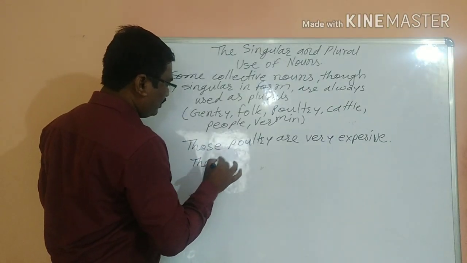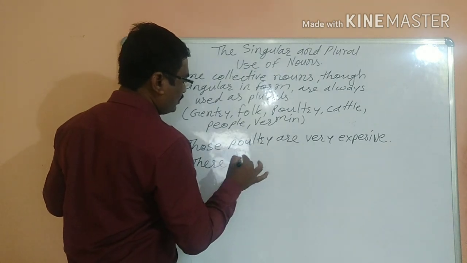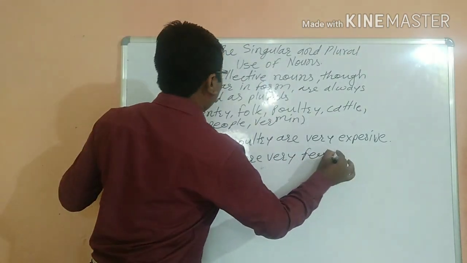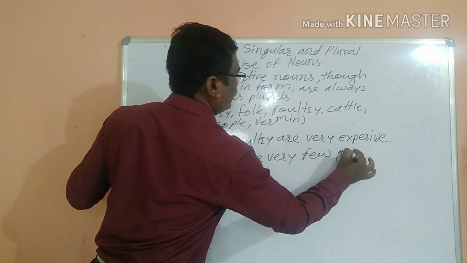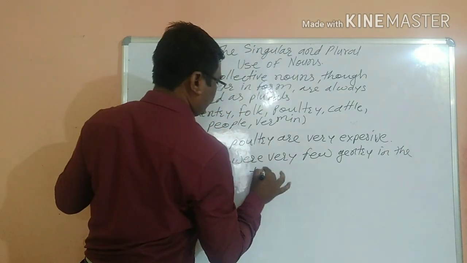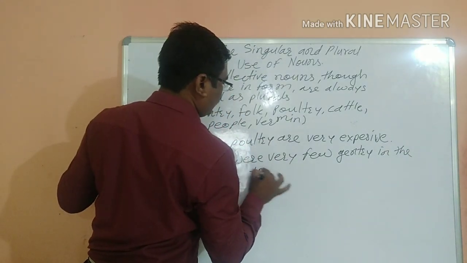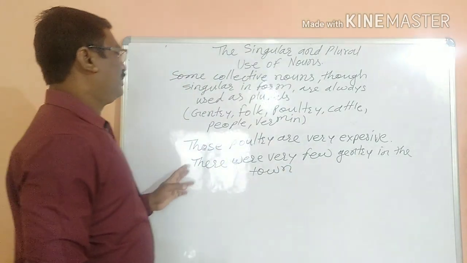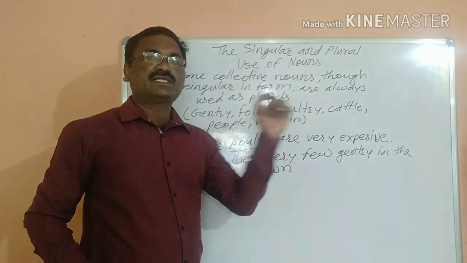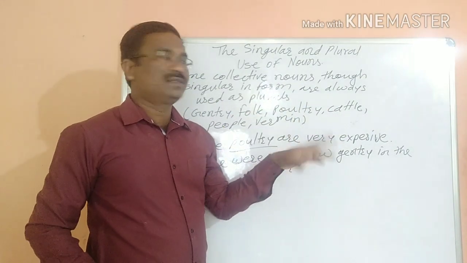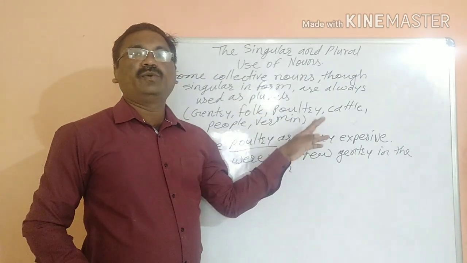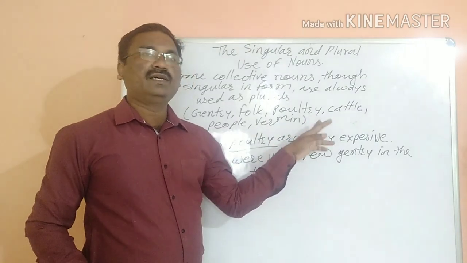There were very few gentry in the town. There were very few gentry in the town. Poultry, gentry, vermin, such kinds of words are there. They seem singular, but they are always used as plural. You should not use them as a singular.